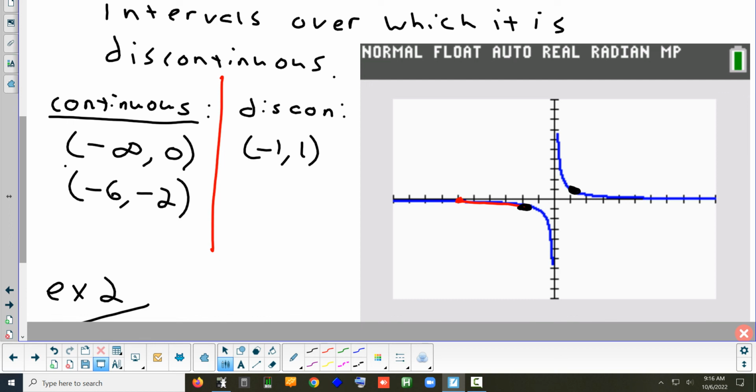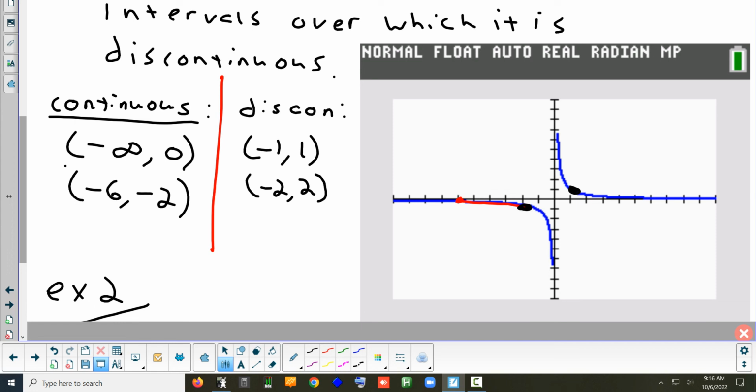How about another interval that would be discontinuous? Yeah? -2 to 2. Wait, did I say negative twice? I don't know. Yeah, I meant -2 to 2. Alright, we'll check the recording.